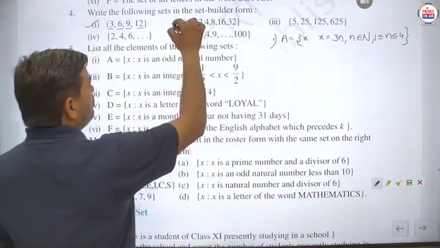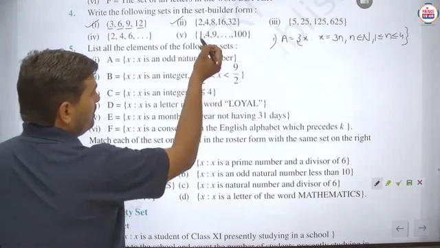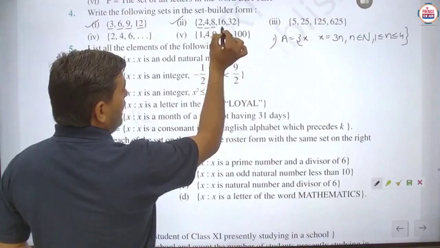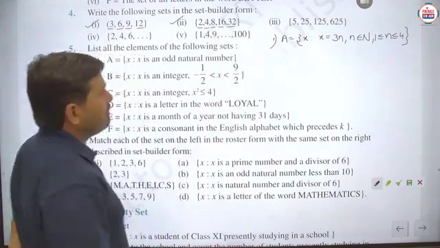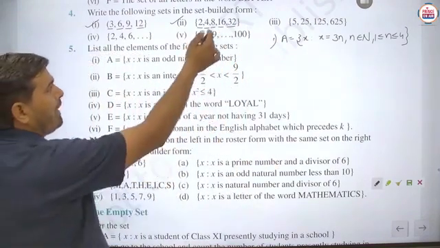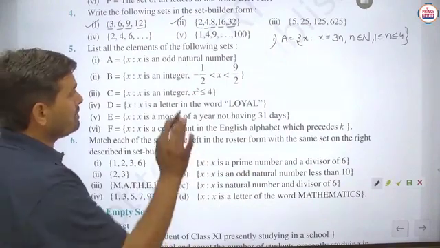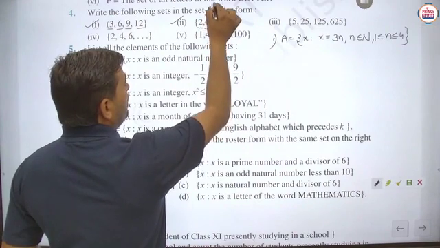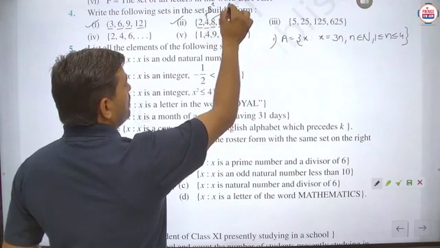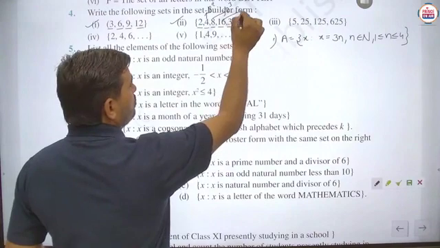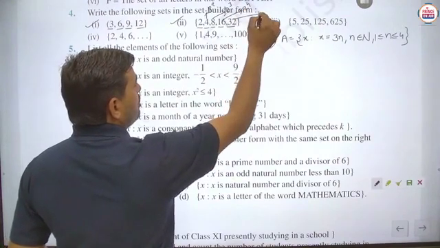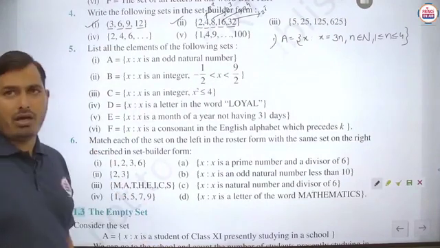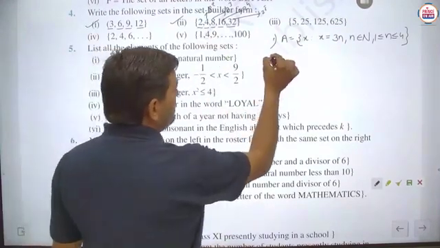Next, we take the second part. In this question you can check the given roster form: 2, 4, 8, 16 and 32. So basically students, this 4 will be 2 square, this is 2 raised to power 3, this is 2 raised to power 4, and this is 2 raised to power 5. Is it clear? So easily, students, you can make a basic statement to write the answer of this second part.